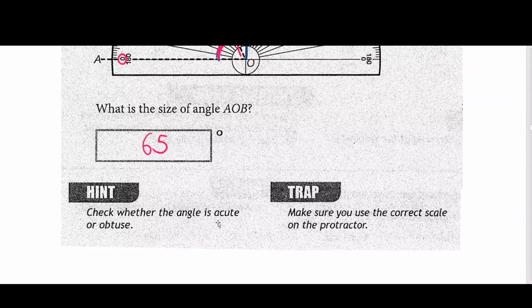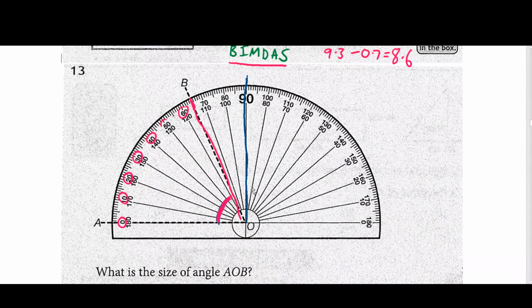So check whether the angle is acute or obtuse. This angle in here is acute. That's an acute angle because it's less than 90. An obtuse angle is greater than 90.